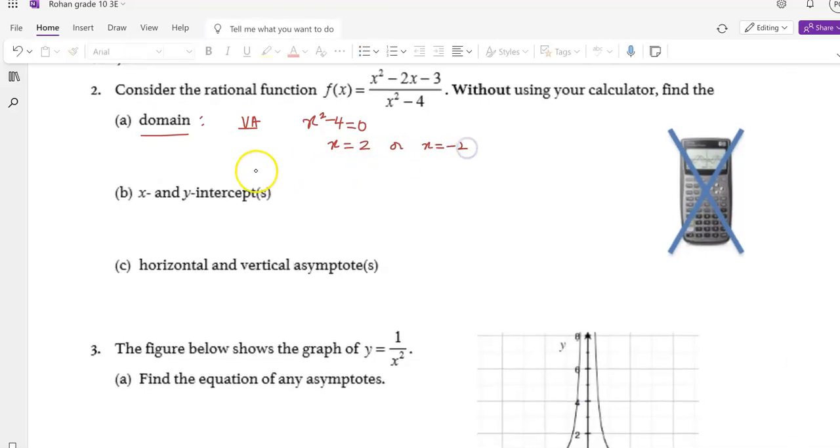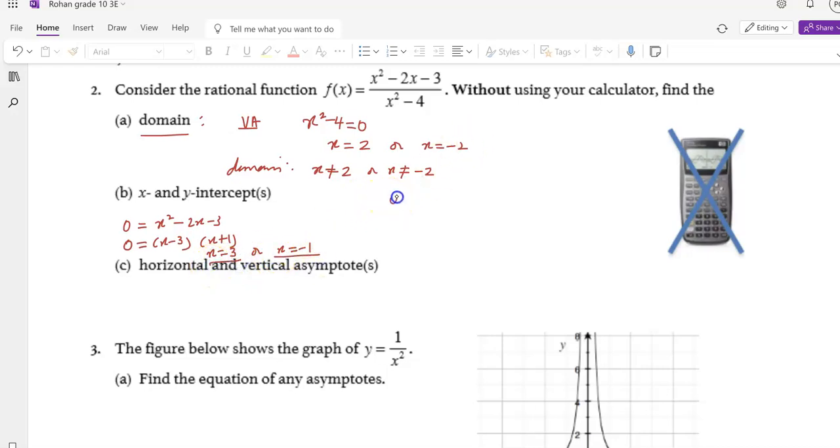So what's my domain? Domain is x cannot be equal to 2 or minus 2. For the x-intercept and y-intercept: how to find the x-intercept? Put y as 0. So x is equal to 3 or x is equal to minus 1.